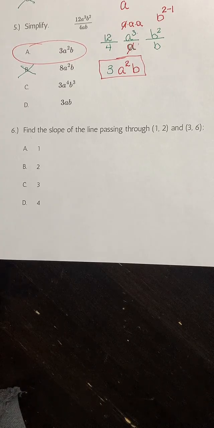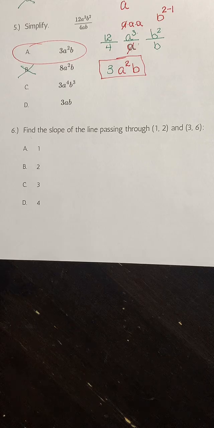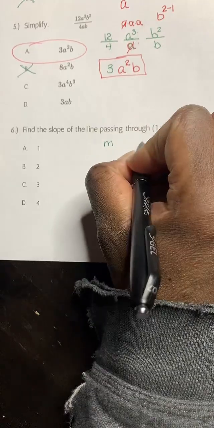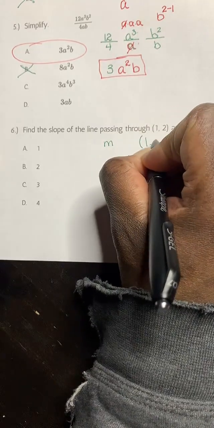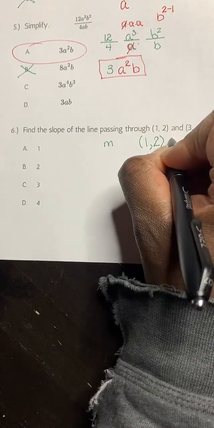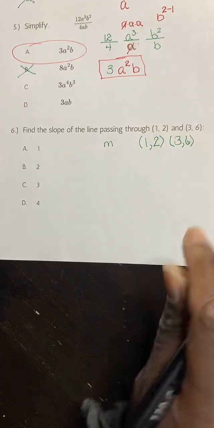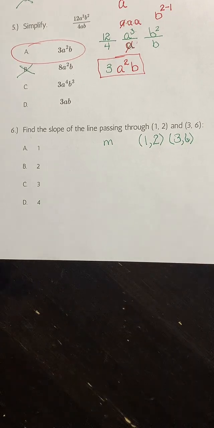Find the slope of the line passing through points (1, 2) and (3, 6). Okay, so we are looking for the slope, and we want the line to pass through points (1, 2) and (3, 6). So, is your slope A) 1, B) 2, C) 3, or D) 4?